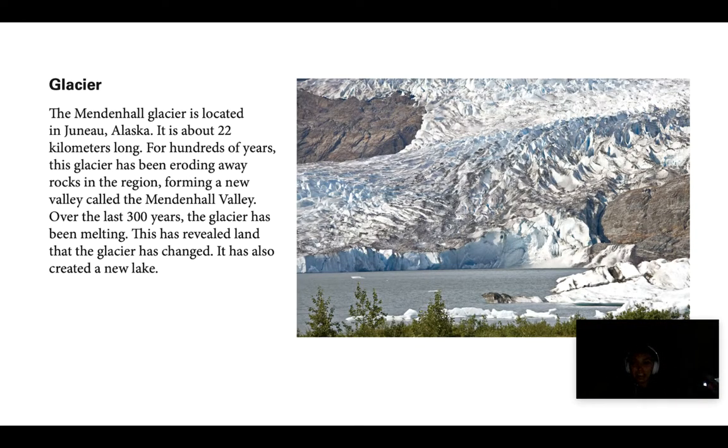All right, glaciers. So think about a glacier. It's icy. What happens when it melts? Well, when it melts, it can form bodies of water. And that's exactly what happened here. This glacier started melting and it created a new lake. And this is in Juneau, Alaska.